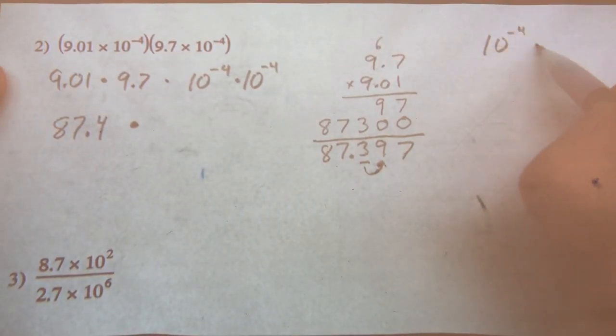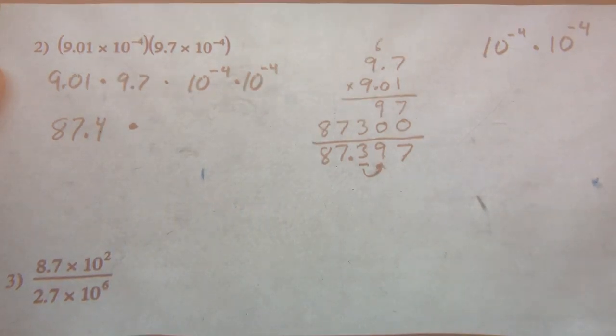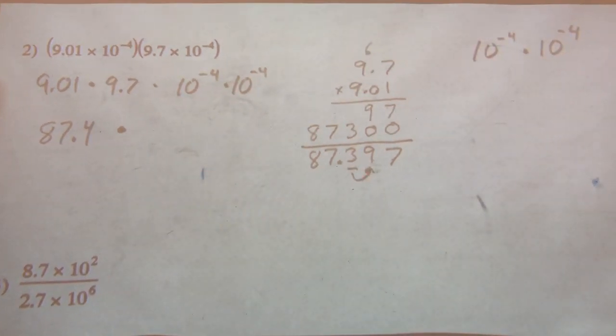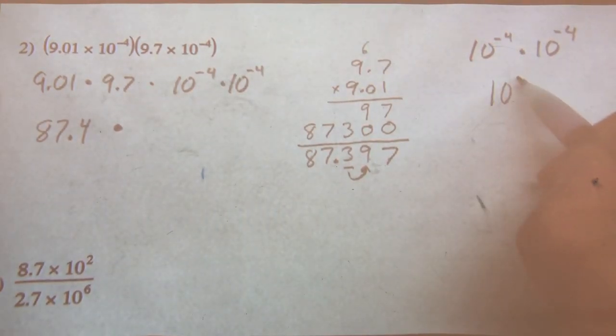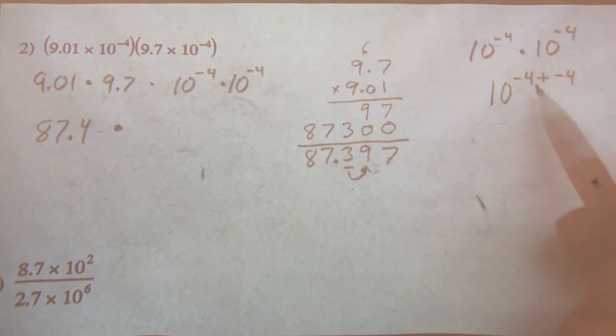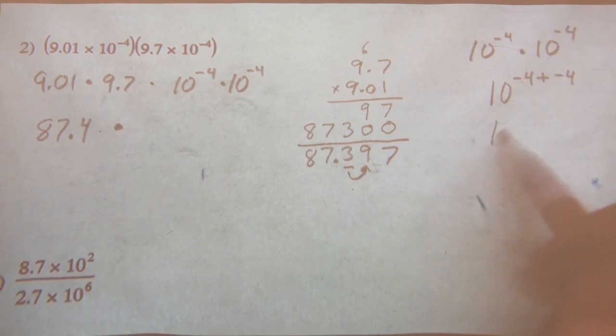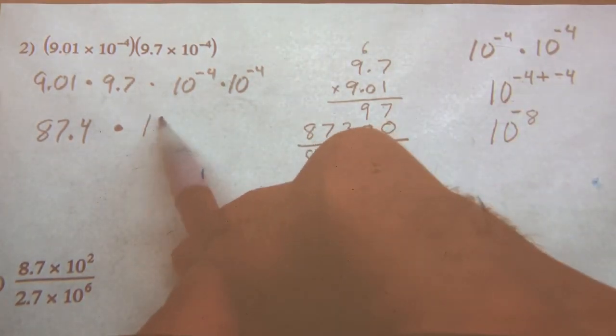So we have 10 to the negative 4 times 10 to the negative 4. Now remember the rule for multiplying powers is add the exponents. So we have negative 4 plus negative 4. These are the same sign, so we're going to add them. So 4 plus 4 is 8, and they're both negative, so it would be negative 8. So we have 10 to the negative 8.